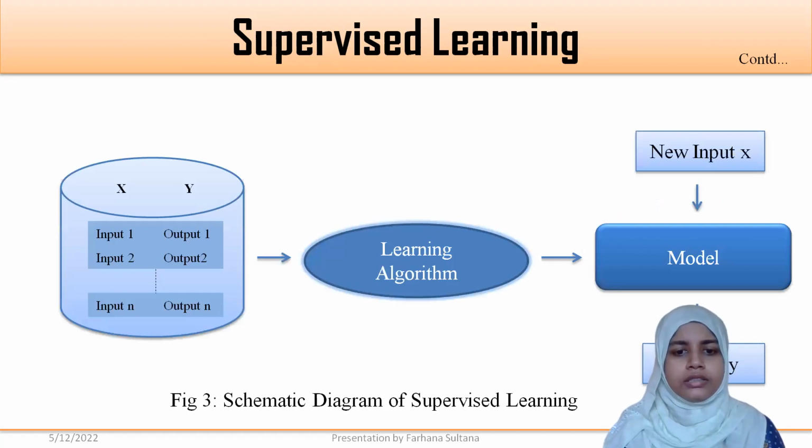So we can put it in a schematic diagram. This X and Y is the training example, the input feature vector and the output label. With this training example, we train the learning algorithm. And when it learns from the training examples, the mapping is actually the model. Now we give the model a new input X and it must predict the Y value.